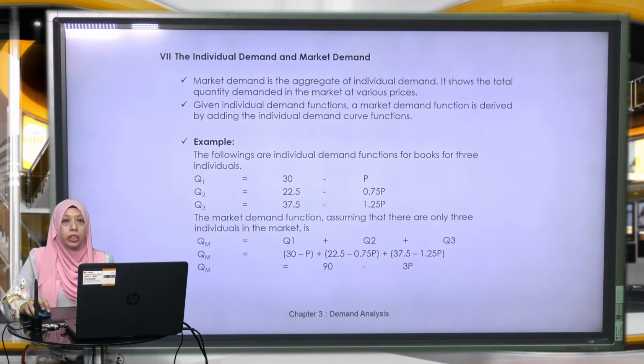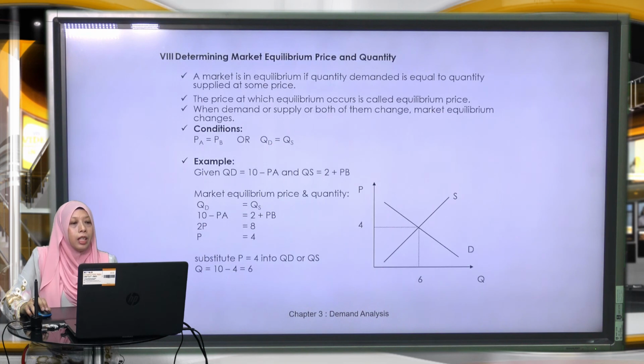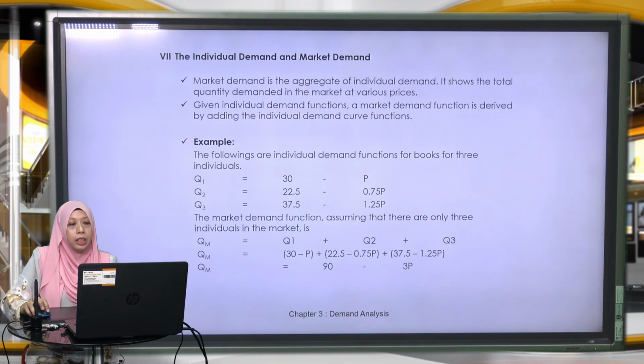Now let me illustrate this concept via an example. We have 3 individuals, and their demand functions for books are represented as Q1 equals 30 minus P, Q2 equals 22.5 minus 0.75P, and Q3 equals 37.5 minus 1.25P. So we have 3 demand curve functions, and each is for a different individual. Now let's assume that there are only 3 individuals in the market, and you want to come up with the market demand function. So how are you going to do that?